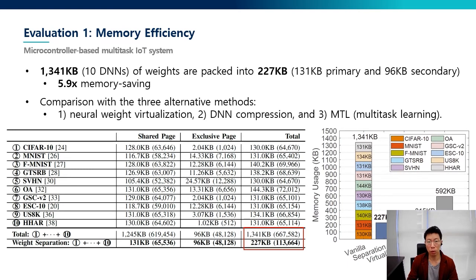Another experiment on memory efficiency is to compare the memory usage of weight separation against three alternative techniques, that is, neural weight virtualization, DNN compression, and multitask cloning. The right figure shows their memory usage along with vanilla DNNs that do not apply any of these techniques. The weight separation achieves slightly larger memory usage than the smallest one, that is 227 kilobytes versus 144 kilobytes of neural weight virtualization, while achieving more than 2 times memory reduction when compared to the multitask cloning.